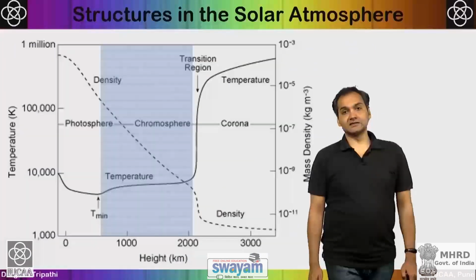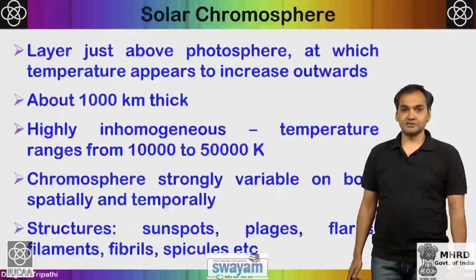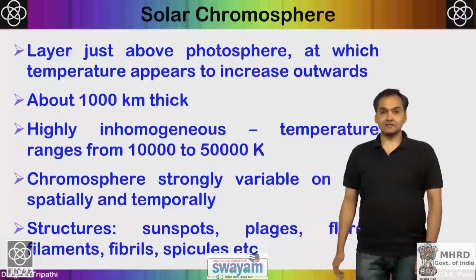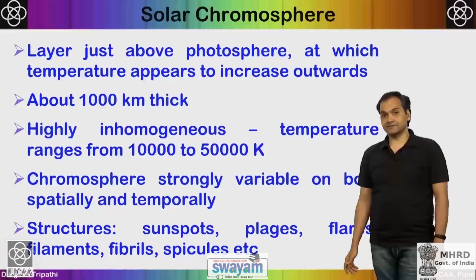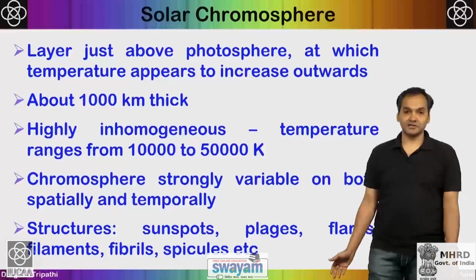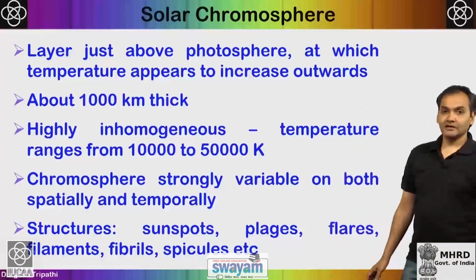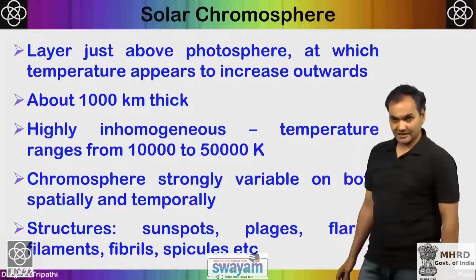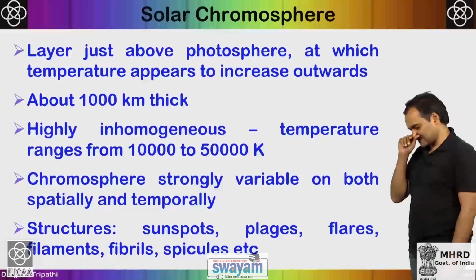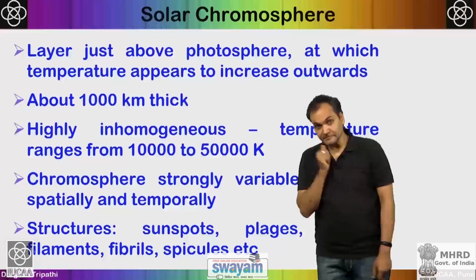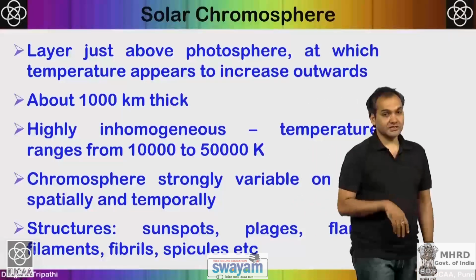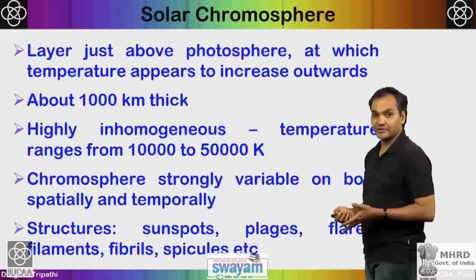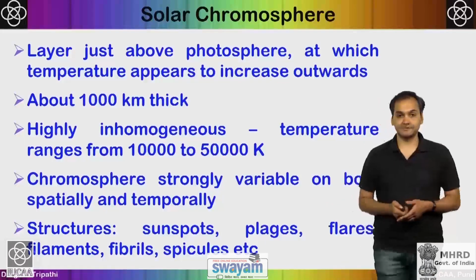The chromosphere is the region just above the photosphere, which is about 1000 to 2000 kilometers thick. This region is highly inhomogeneous. The temperature in this region varies from about 10,000 to 50,000 degrees. The chromosphere is a highly variable region, both spatially as well as temporally. The structures you see include the sunspots, but you also see plages, flares, fibrils, filaments, spicules, etcetera.